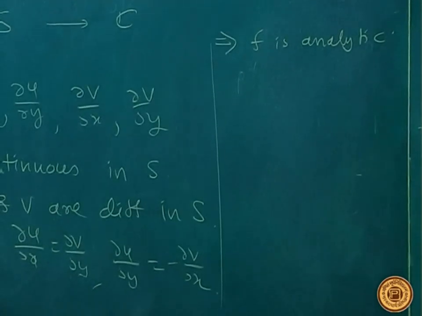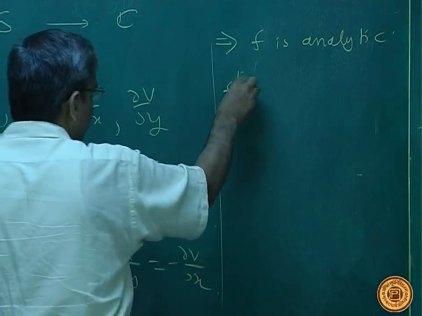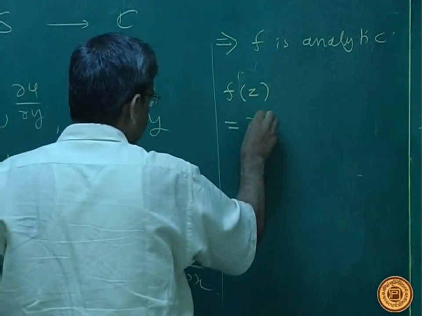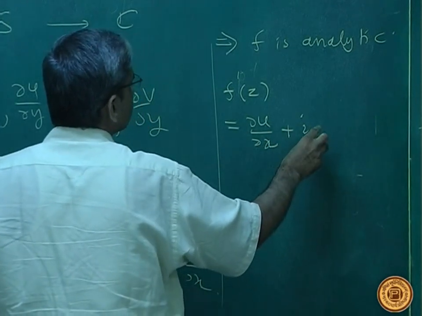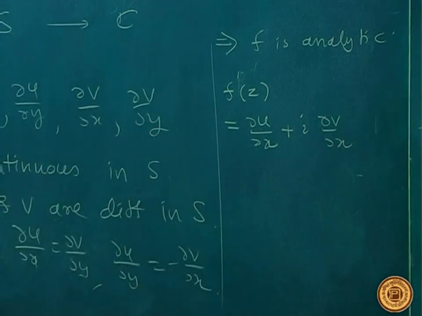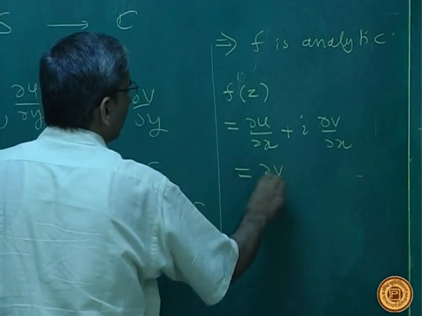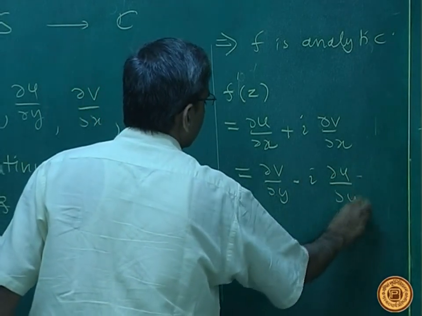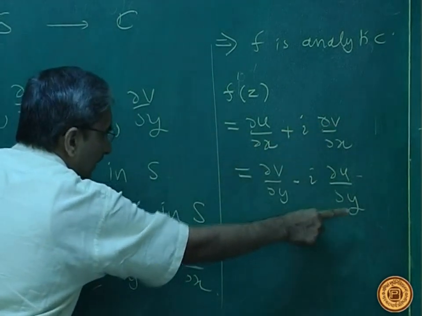Now not only F becomes analytic, what happens you see that if F dash Z, we have written at every point the expression for the F dash Z, that is ∂u/∂x plus i times ∂v/∂x, and this ∂u/∂x you can replace by ∂v/∂y minus i times ∂u/∂y, because ∂u/∂x equals ∂v/∂y, and ∂v/∂x is minus ∂u/∂y.